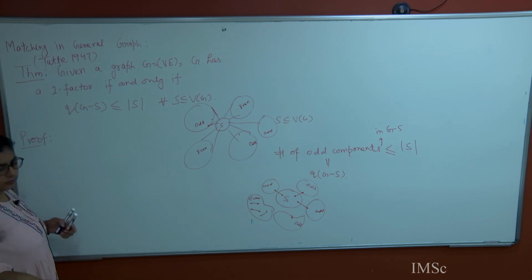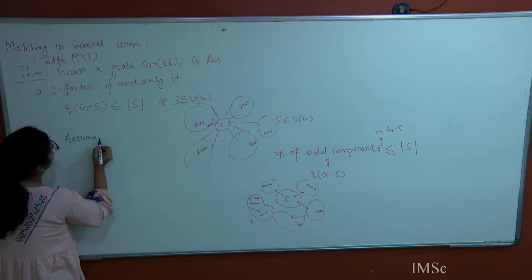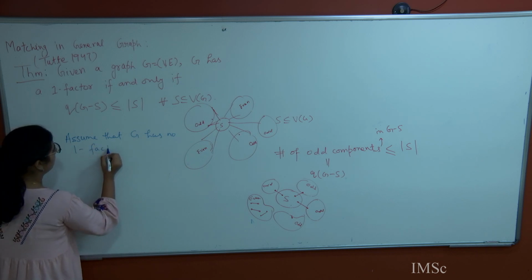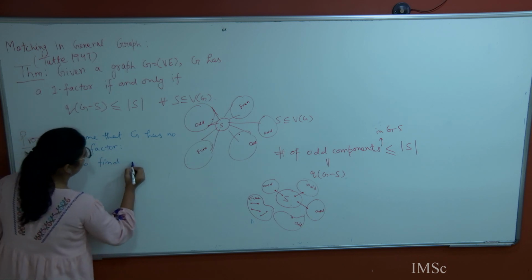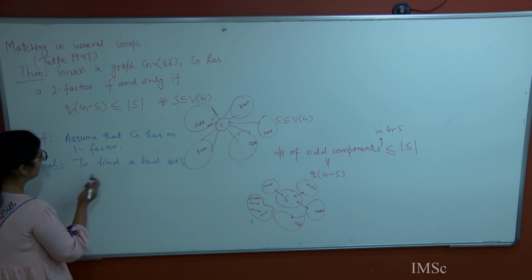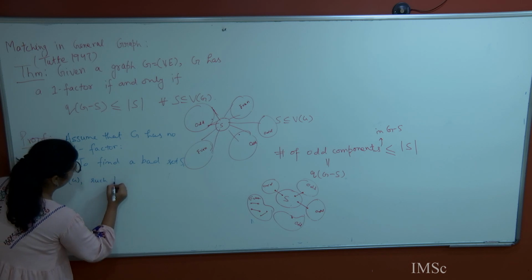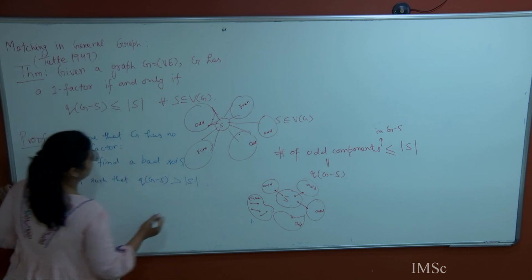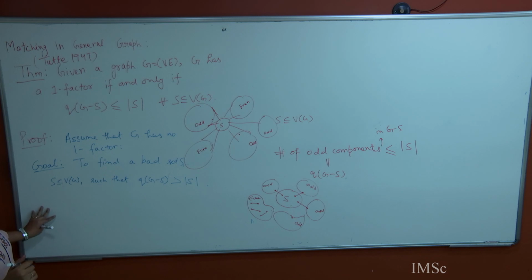So let's assume that G has no one factor, and our goal is to find a bad set S. What is a bad set? A bad set S is such that Q(G minus S) is strictly greater than the cardinality of S. So that is my goal, to find such a set.